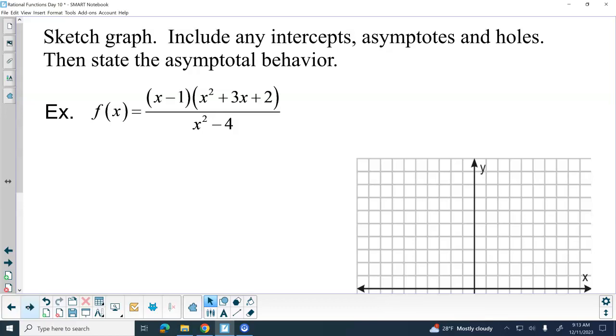And then I want you to find me the end behavior, because that will also be on the test. End and asymptote behavior will be on the test. But for this one, I just want asymptote behavior.